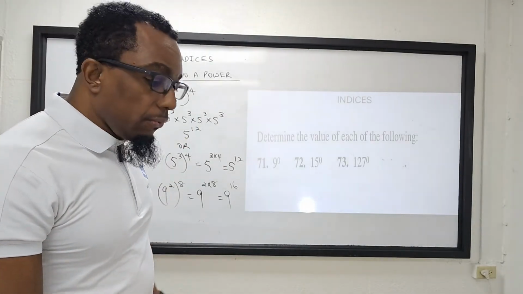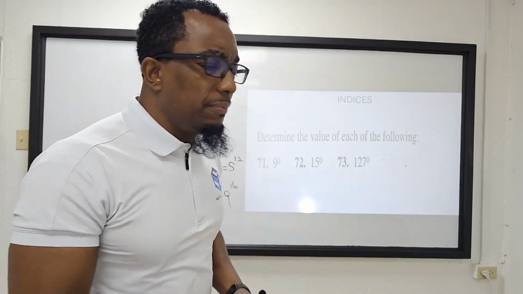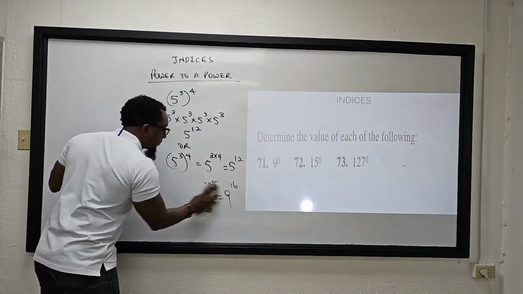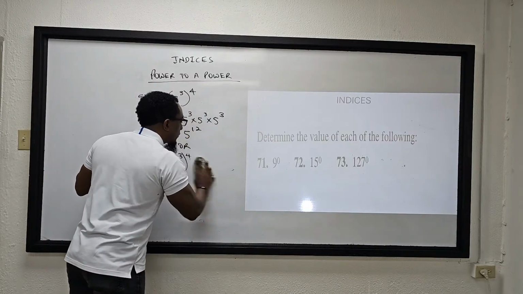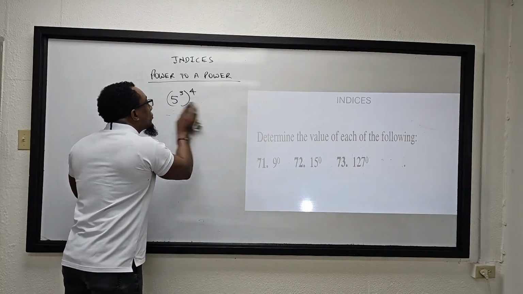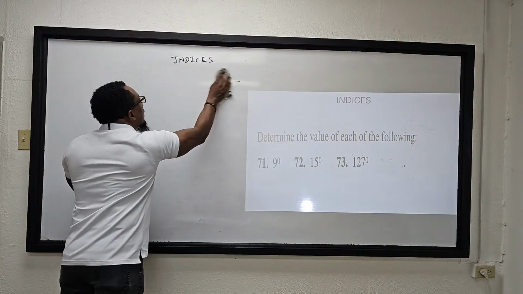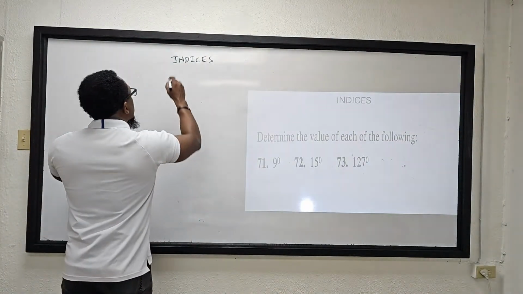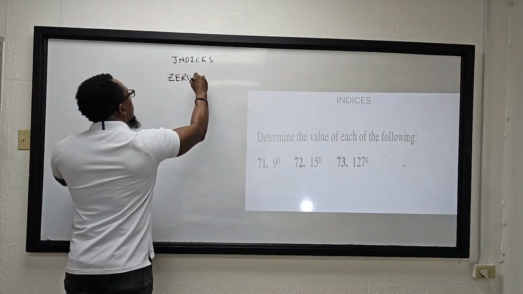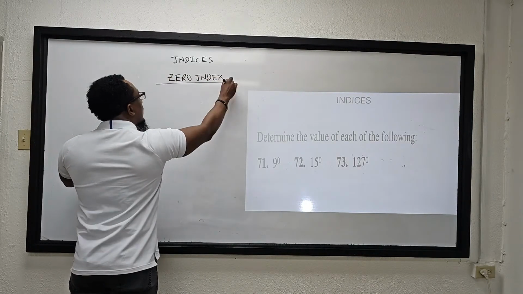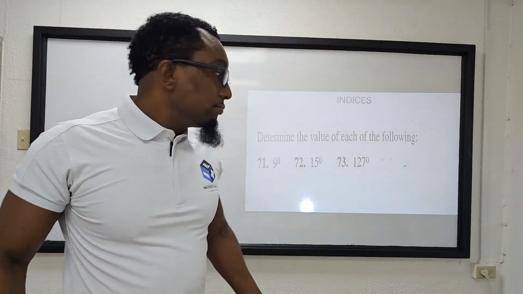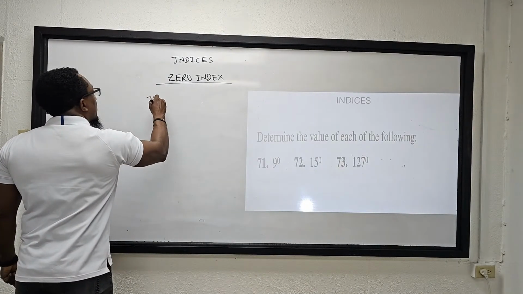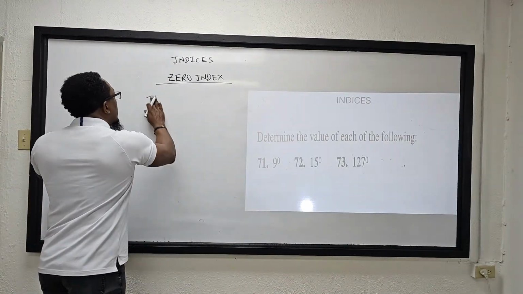Alright, let's look at another rule of indices. The easiest rule of them all, of indices, the easiest one. So we have the rule of the zero index of power, the rule of the zero index. And straightforward, let's go with 71. Well, let me write the rule first.